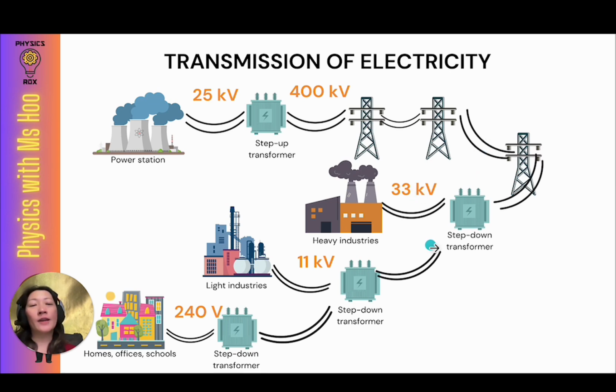Then this is further decreased by using another step-down transformer for light industries, which also have a high demand of electricity but at a lower rate than the heavy industries. So this could be reduced from 33 to 11 kilovolts. And then this is further reduced down to 240 volts with another step-down transformer for the use of homes, offices, and schools.